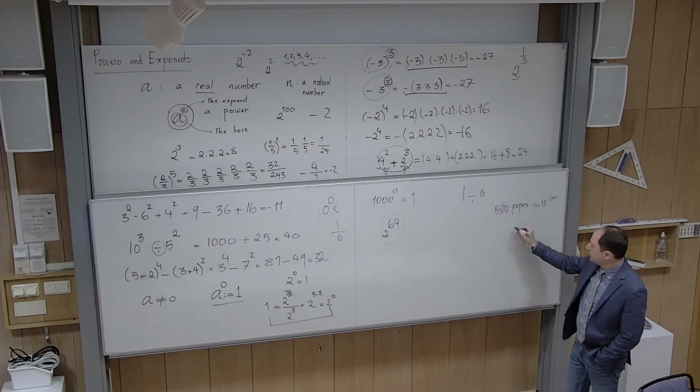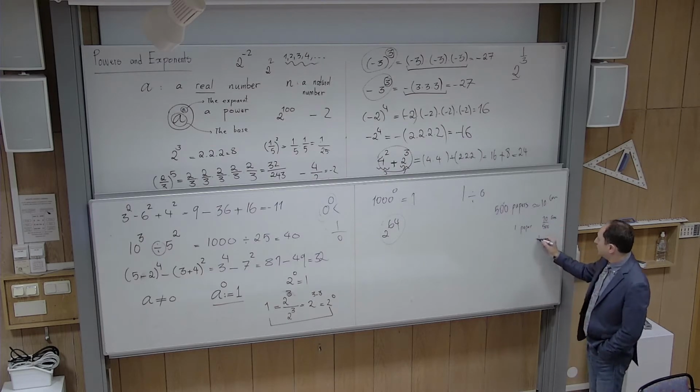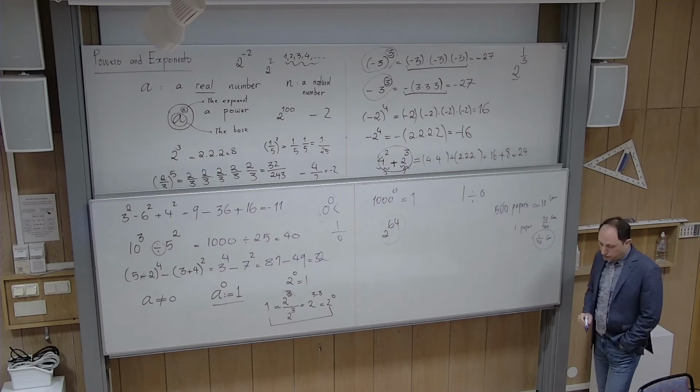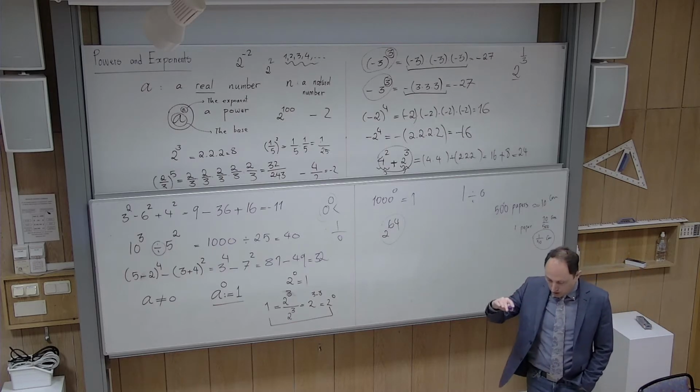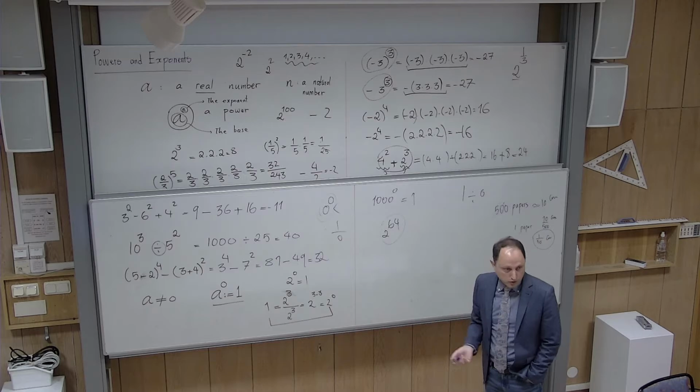So the thickness of one paper is 10 centimeters divided by 500. And if you simplify that, it is 1 over 50 centimeters. Now, you want to see how much would be the height of this tower if I have this many papers? What should I do?